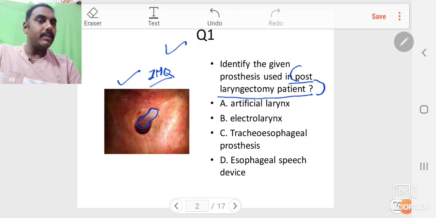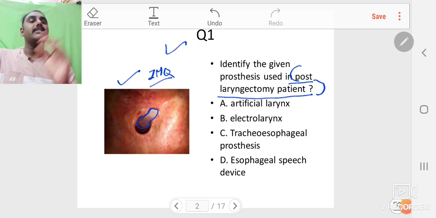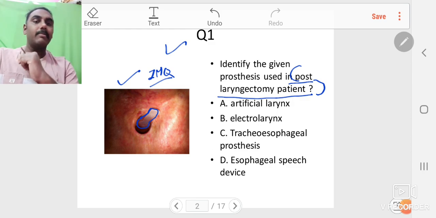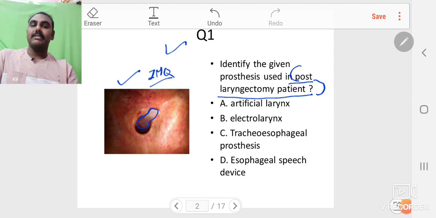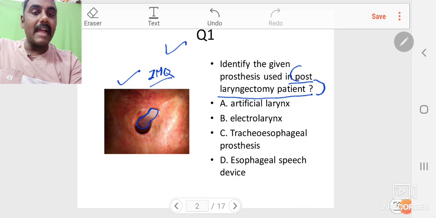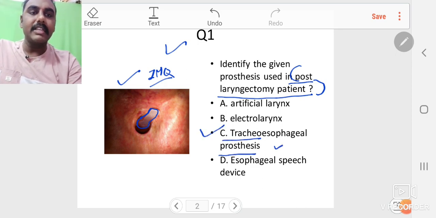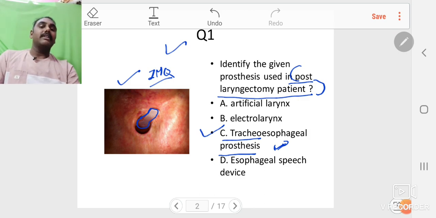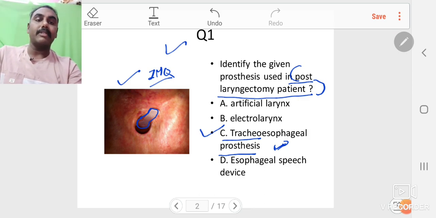Again, this is an easy one, but if you have come across the total laryngectomy chapter, then it is easy. If you have no idea about laryngectomy or vocal rehabilitation, then it is a bit difficult. So, the answer is tracheoesophageal prosthesis. I will explain it in the next slide.